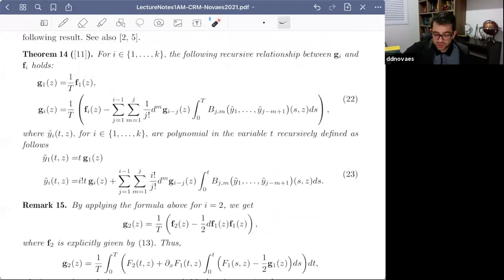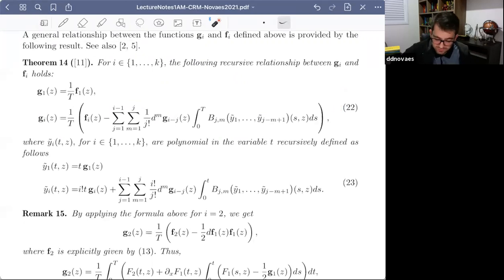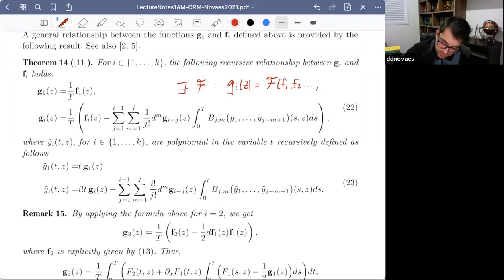Yes. You can, if you can solve this. I didn't try to solve it, and I don't know if we can do that. But if you solve this recursive formula, then Gi is a function of the F's and only of the F's. But I don't know if you can do that. You can solve it, but it's true that there exists a function such that Gi of z is equal to a function of F1, F2, up to Fi.